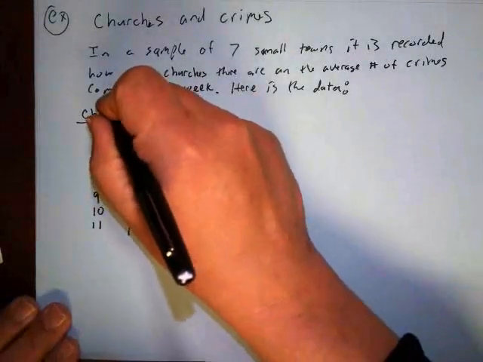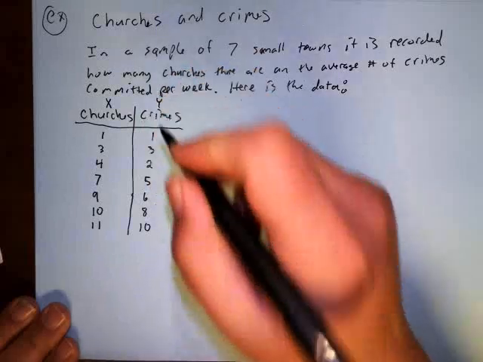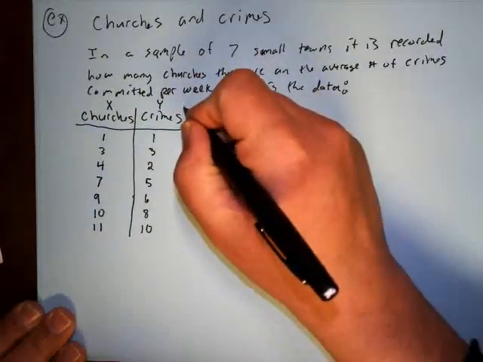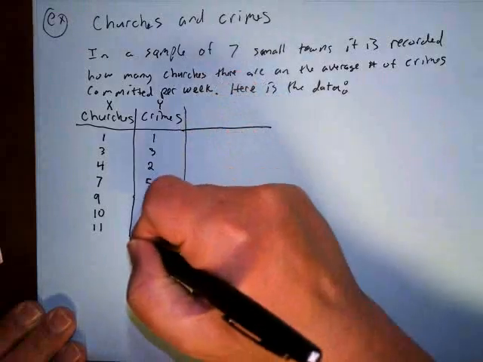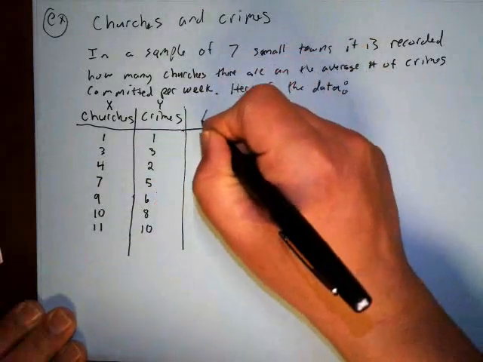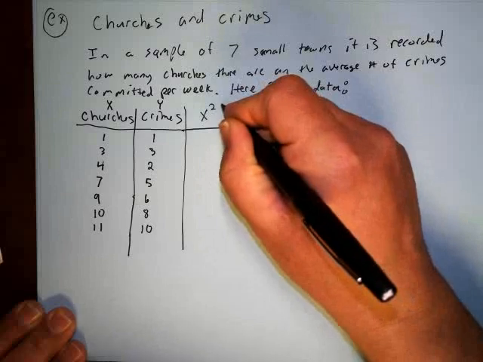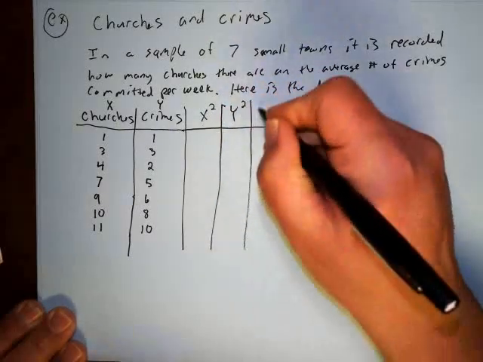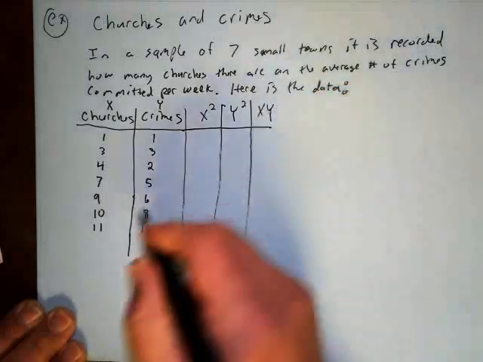So the number of churches, those are your X's. The number of crimes are the Y. So what I need to do is extend this table out a little bit to include X squared, Y squared, and X times Y.